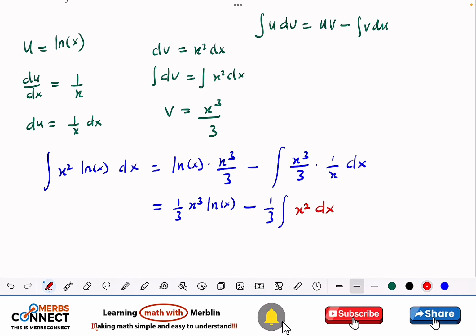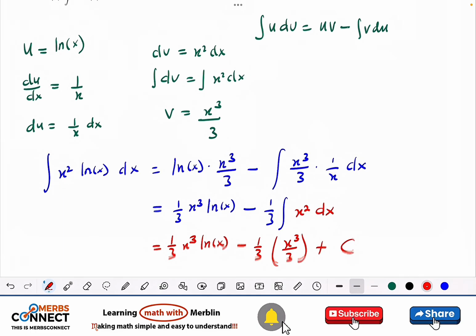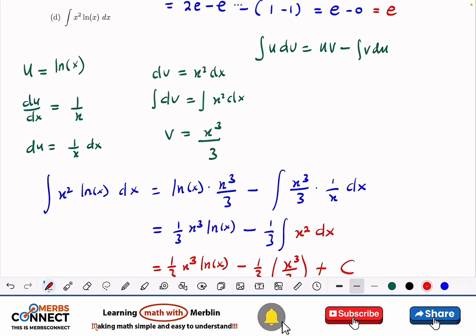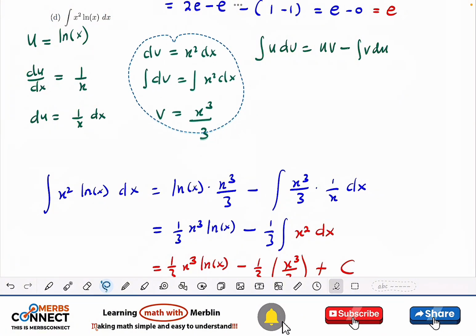So let's move to the final step. 1 over 3 x cubed ln x minus 1 over 3. Now when I take the entire integral of x squared, I'm going to have x to the power 3 divided by 3 plus c. And then this one, I just simplify and then I'm just there. So let me move this one up small and let's do the simplification.